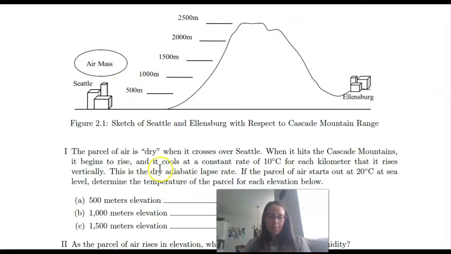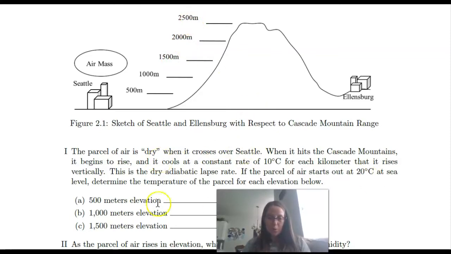So, as it's rising, it cools at a constant rate of 10 degrees Celsius for every kilometer that it rises vertically. Remember, a kilometer is 1,000 meters, okay? So here you have 500 meters, 1,000 meters, 1,500 meters, 2,000 meters, 2,500 meters. That's pretty much as high as the Cascade Mountains get.